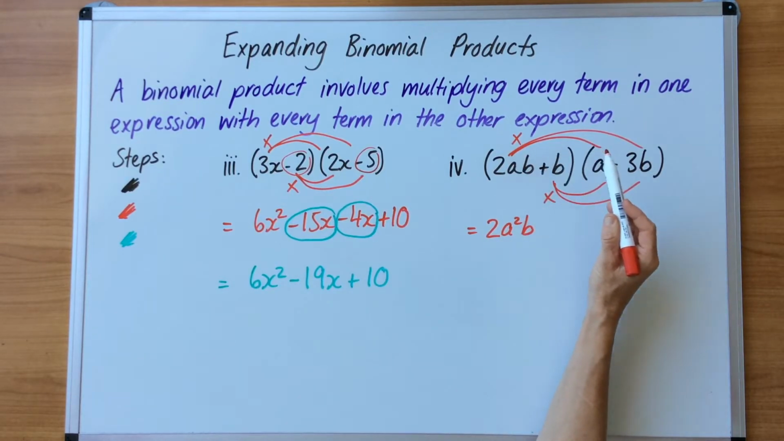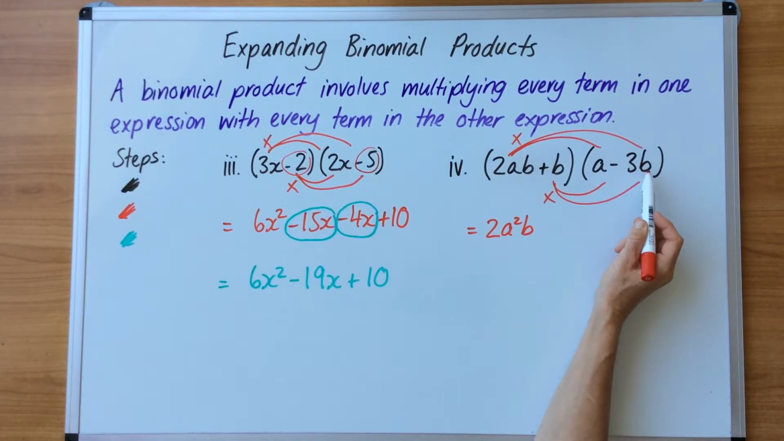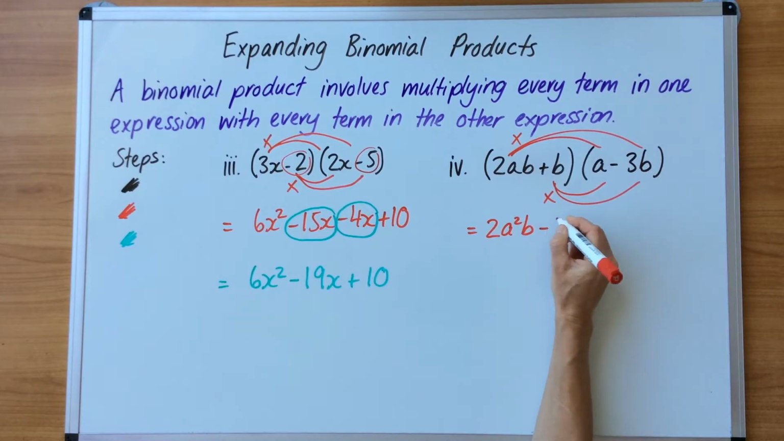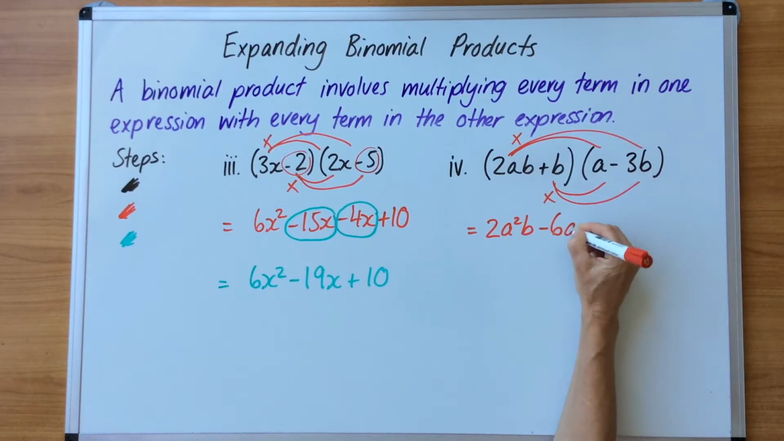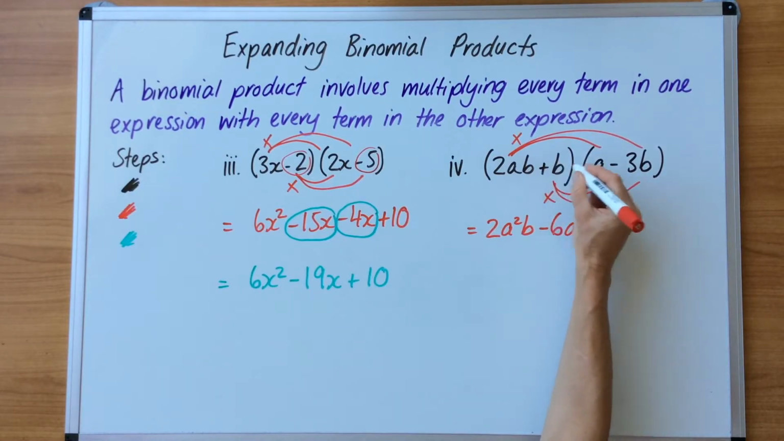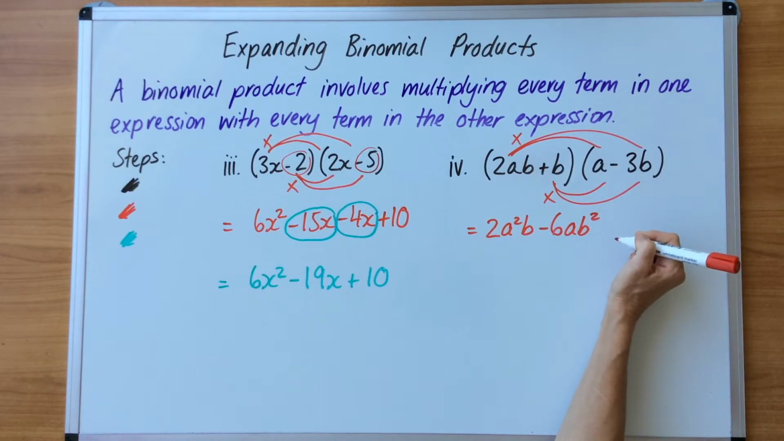2ab multiplied by negative 3b. So it's a negative 6 because we multiplied the 2 by negative 3. And then we sort out our pronumerals. The a sits alone, and because there's 2 b's, we actually have a b squared.